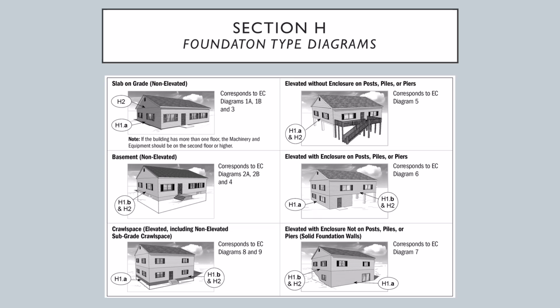The foundation type diagrams make filling out this section fairly easy once you determine the correct foundation for the building. Once you've got that, you just find the matching diagram on page 16 of the EC instructions and take the measurements required based on the diagram.